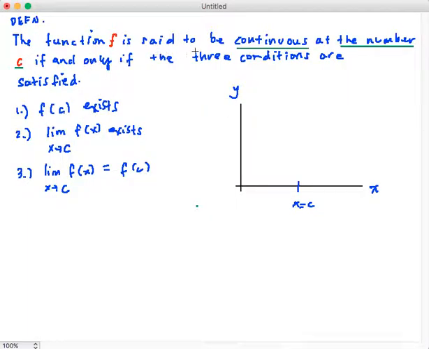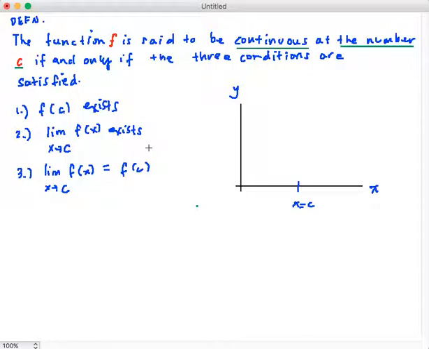So, the function f is said to be continuous at the number c, if and only if the three conditions are satisfied. 1. f of c exists. Pangalawa, the limit of f of x exists as x approaches c. And pangatlo, the limit of f of x as x approaches c is equal to f of c. Isa-isahin natin yan kung ano ibig sabihin yan, graphically.